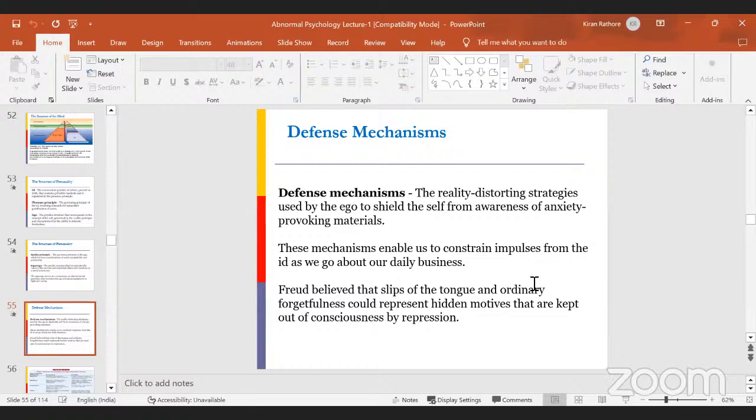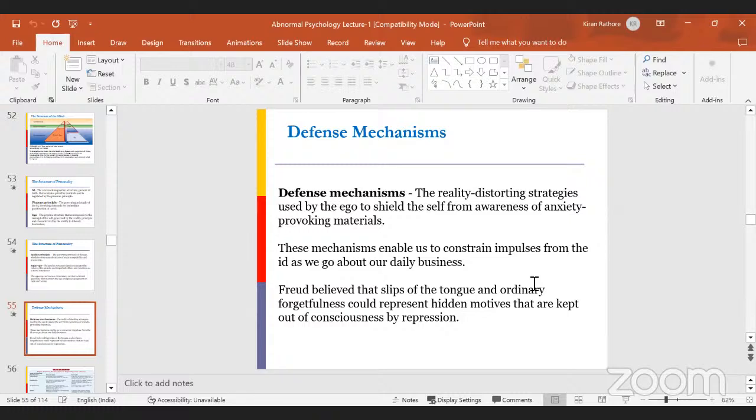Defense mechanism: sometimes there is a conflict going on in a person's life, or a conflict between id and superego. The id wants immediate gratification of needs, and then the superego says no, it is not right, you cannot do this. So if there is a conflict between id and superego, then the ego will use defense mechanisms to navigate through that conflict.